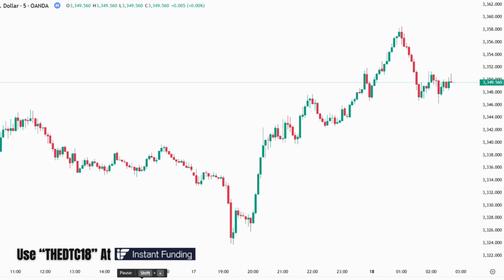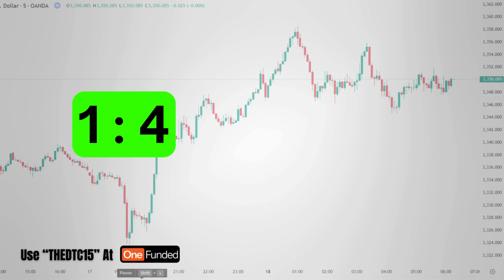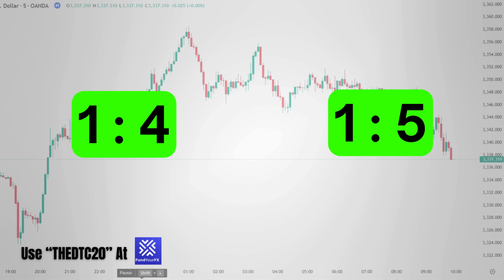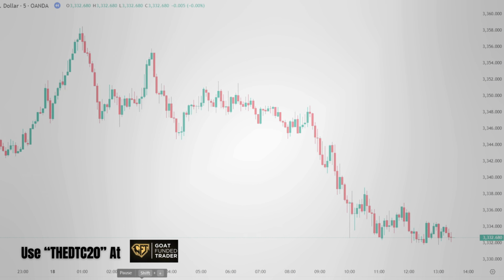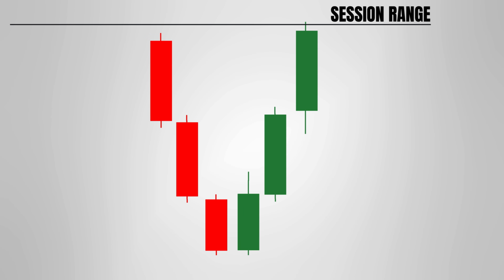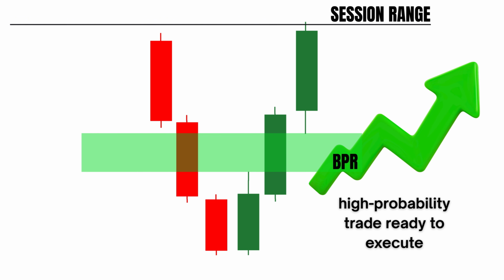With this approach, you're not just taking random trades. You're systematically catching 1 to 4 or 1 to 5 risk-to-reward setups, sometimes even higher, all with a clear plan. And remember, this same logic applies across all 3 optimized sessions. Each time the price interacts with the session range and forms an instant BPR, you have a high-probability trade ready to execute. Let's look at a few chart examples to see this in action and how the setup hits the target cleanly. Example 1. London session.